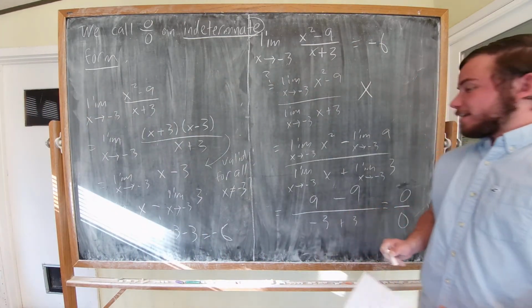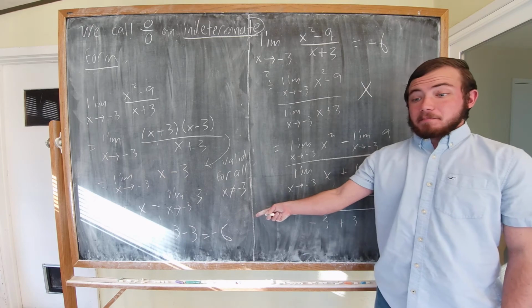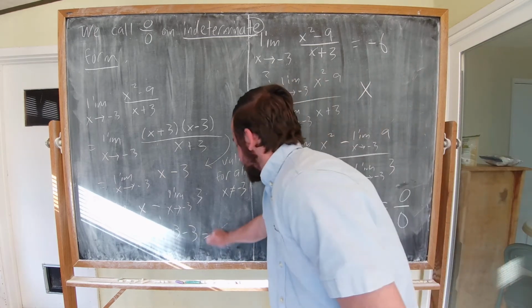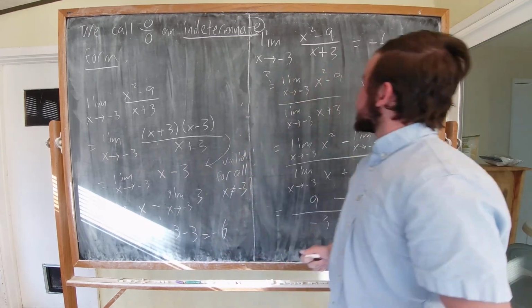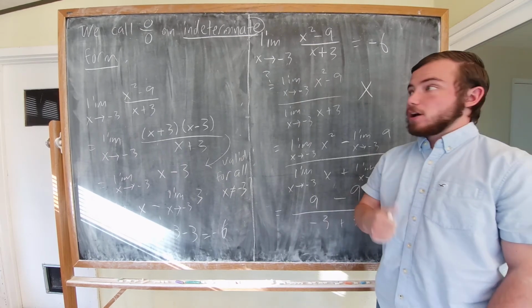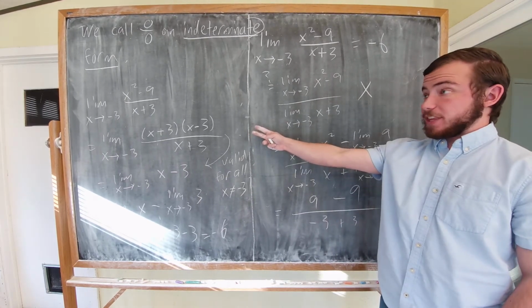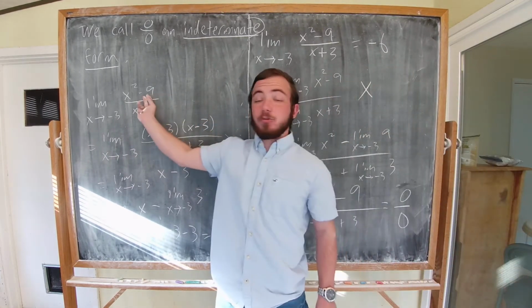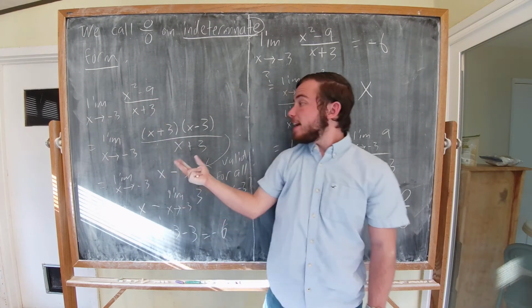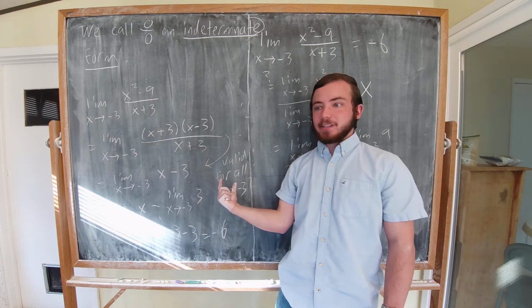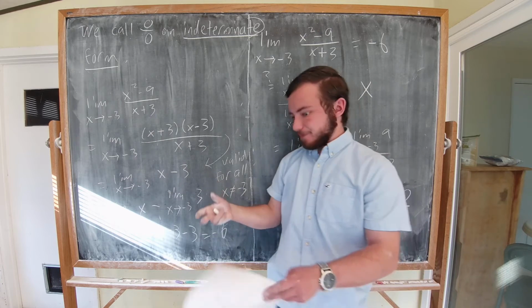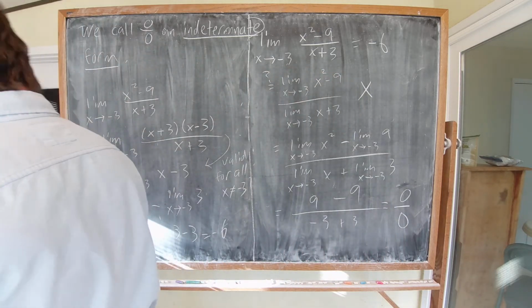Goodness gracious. Yeah, so the limit became -6 exactly as we wanted it to be. So that's a good way to deal with indeterminate forms. If you have something you can factor, do it, and you can make good cancellations because we're working in the limit. Okay, let's see another example.